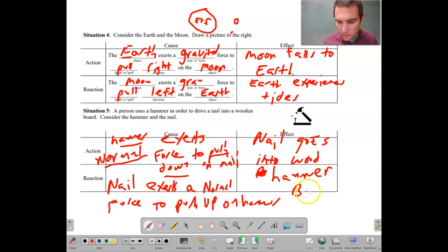Hammer bounces off nail. You've seen this before. You've done it before. You went to Home Depot or whatever. Hopefully I don't get another strike for copyright infringement.